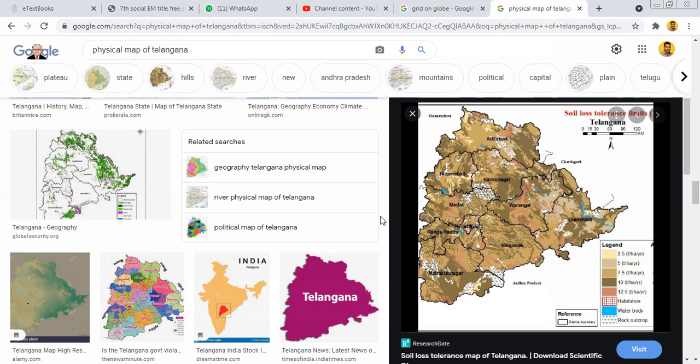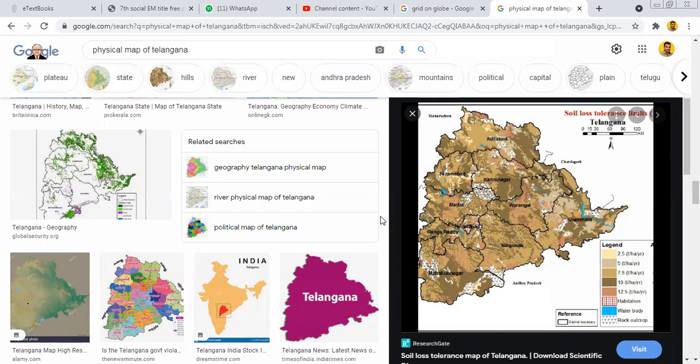Next one is mean sea level. Already you know that the height of places is calculated from the sea level. Why are we taking sea level as the base? All the seas are connected. That's why we assume that the surface of the sea is at the same height. So that's why we take the oceans as the base.